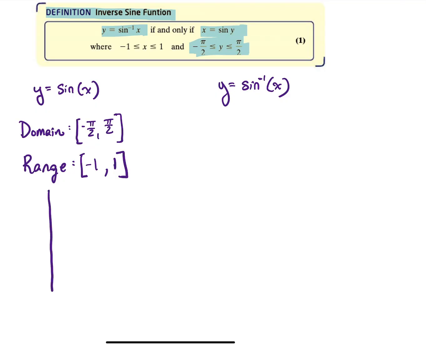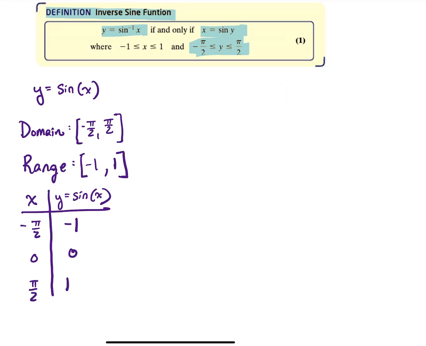So let's work on imagining what the graph would look like. So let's take x and then the output being the sine of x. So take a few points like negative pi over 2. The sine of negative pi over 2 is negative 1. The sine of 0 is 0. And the sine of positive pi over 2 is up at positive 1. So let me scoot this over, and let's compare this to the inverse sine.